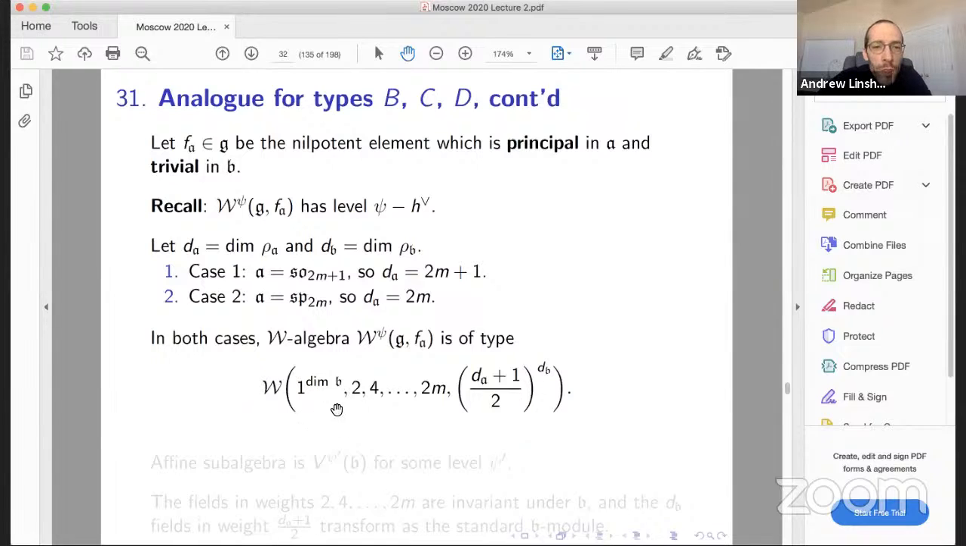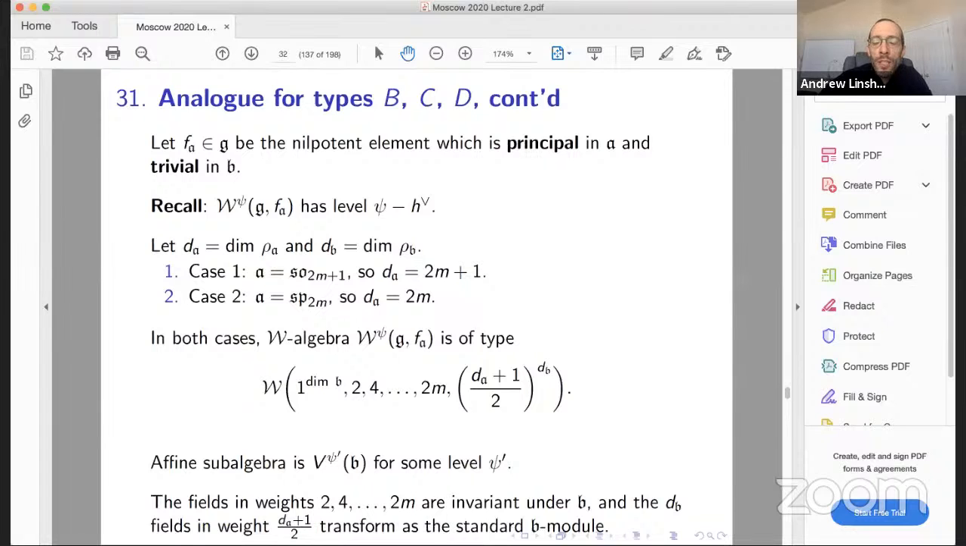The affine sub-VOA will be type B. So I'll have dim B fields in weight 1 that will be an affine VOA of type B for some shifted level, I'll call xi prime. Then I have a bunch of fields which transform trivially under B, in weights 2, 4 up to 2n. So now they're in even weights. And then in some weight d_A plus 1/2, I have d_B fields, and they transform as the standard representation of this affine VOA of type B. And they could be even or odd, depending on G.